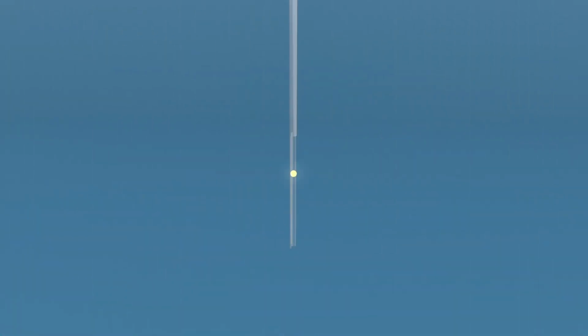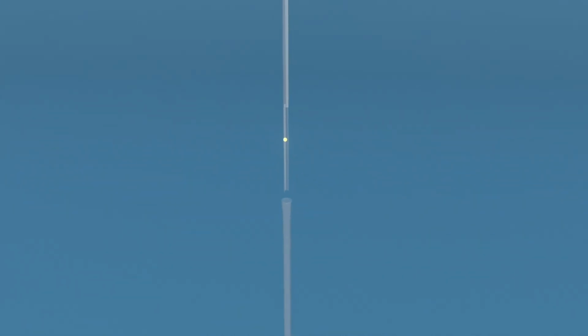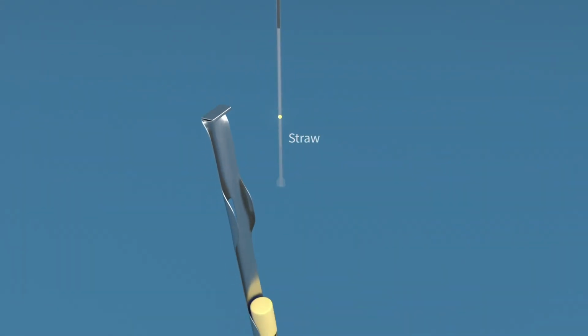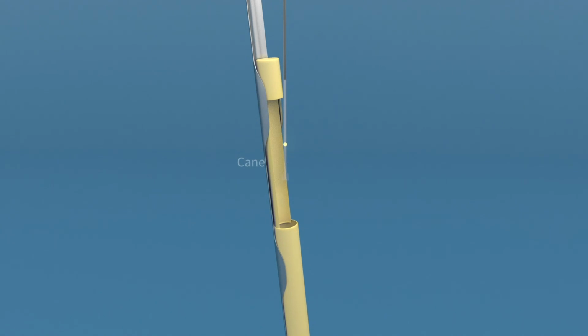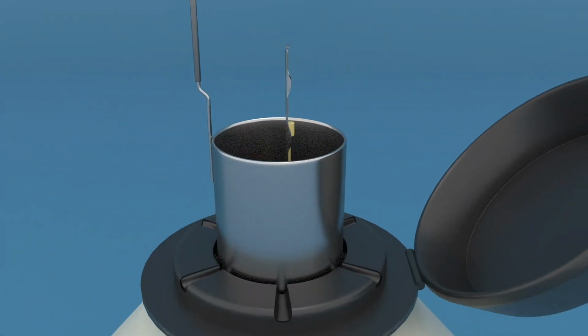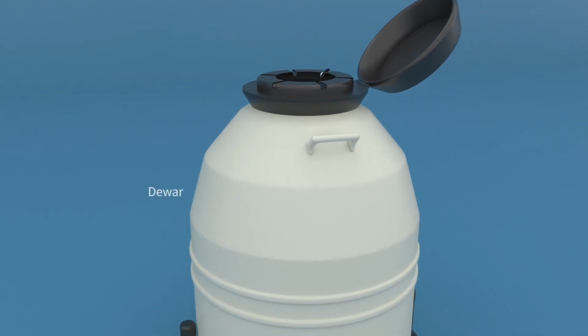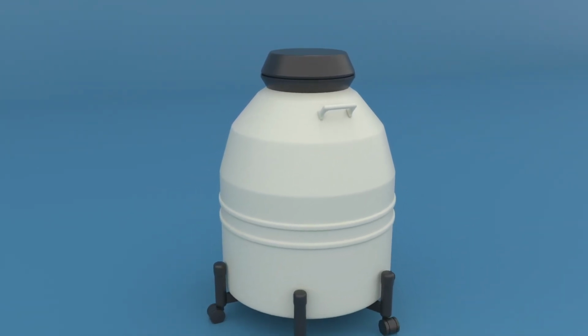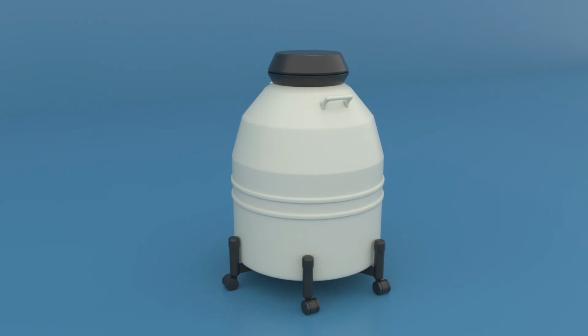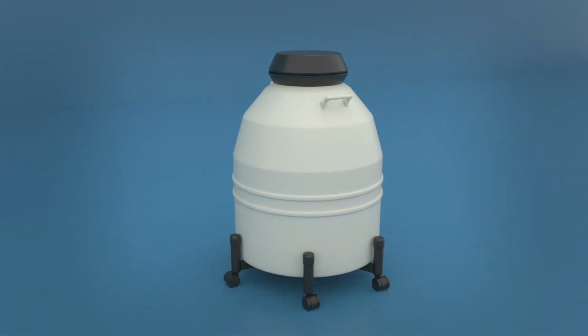Any blastocysts that are not transferred are frozen for future use. Each one is stored in separate straws. The straws are stored in a cane. The canes are then stored in a large canister, which is stored in a dewar filled with liquid nitrogen. Here, the embryos are kept frozen until they're thawed for future use.